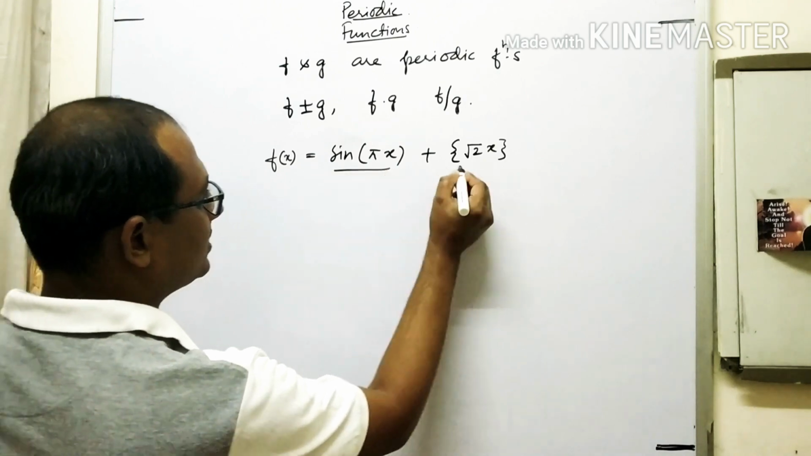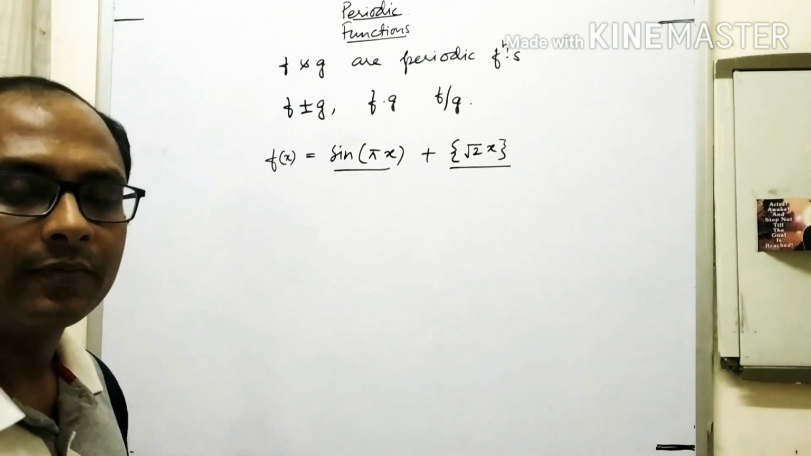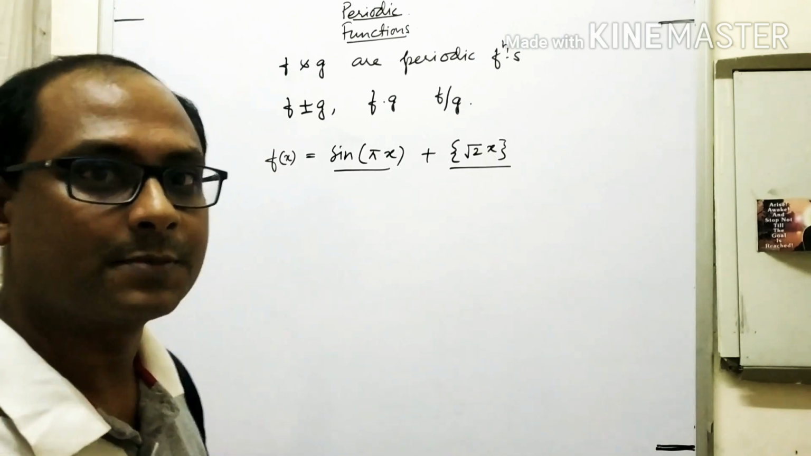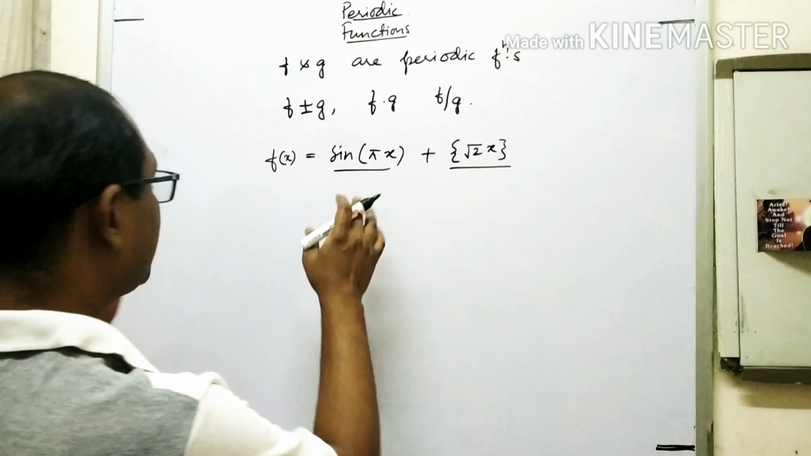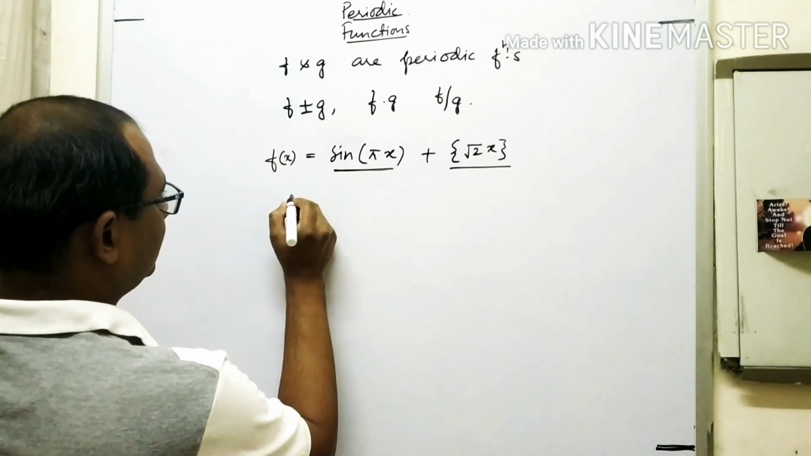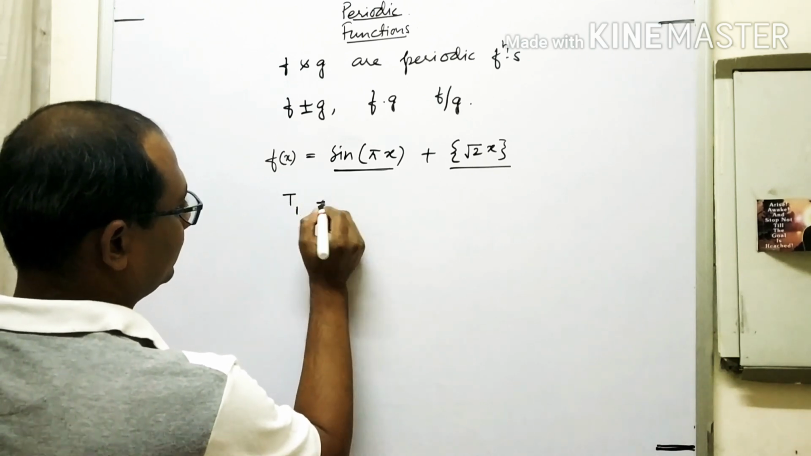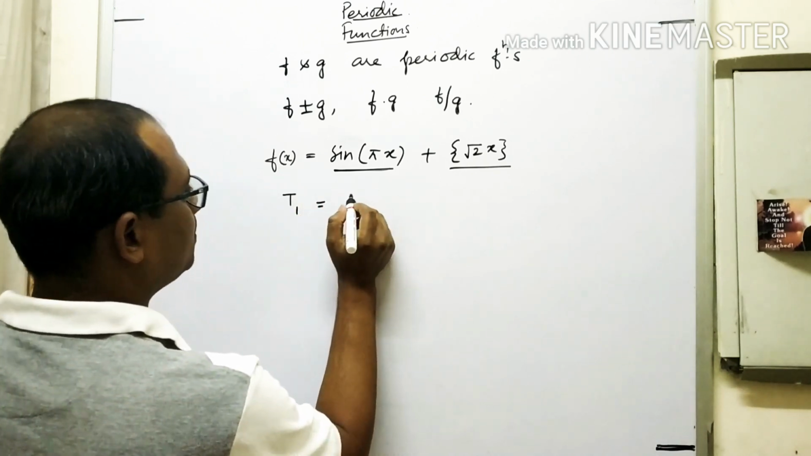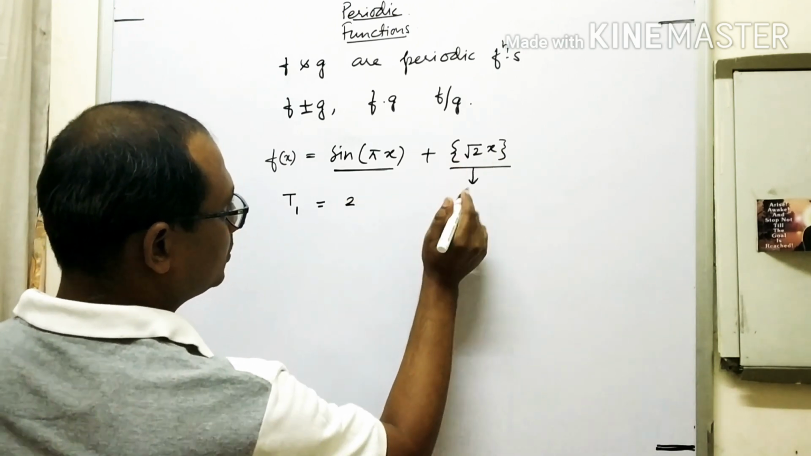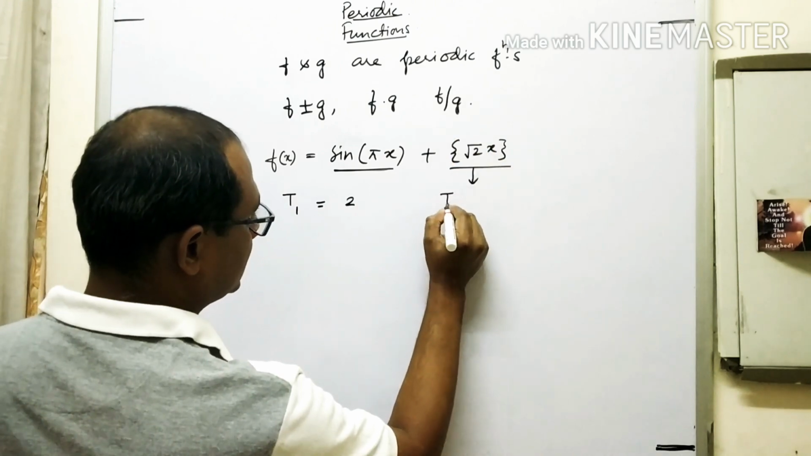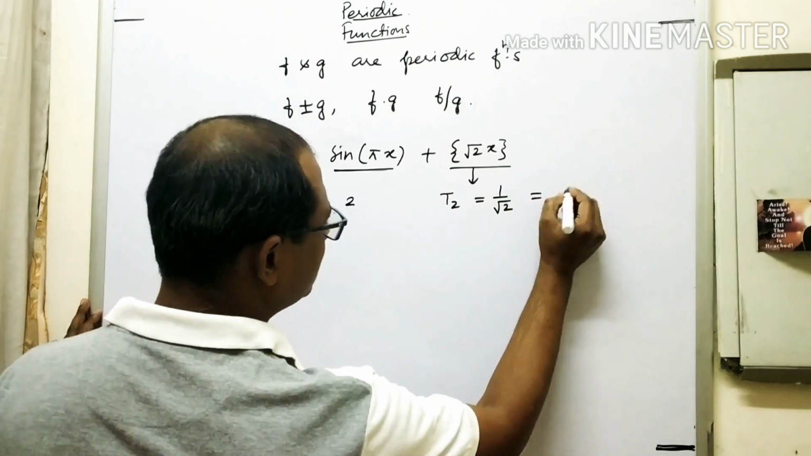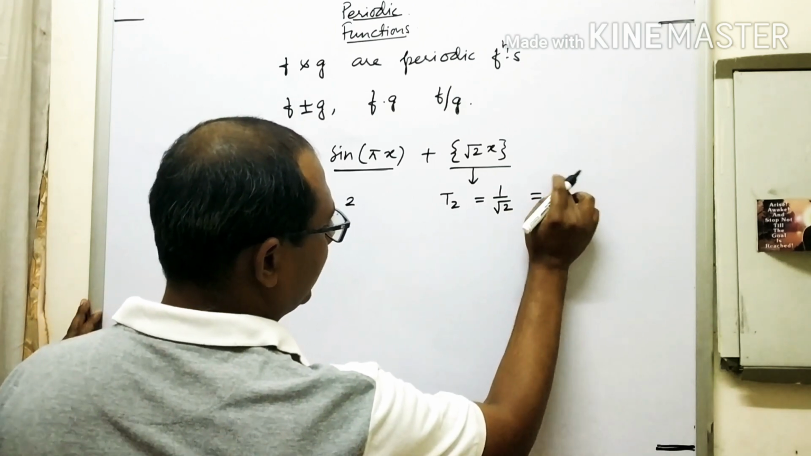So here both the functions are periodic. Now we have to check whether this function f(x) itself is periodic or not. So let us try it. The period of sine pi x, let us call it T1, will be 2 pi by pi, that is 2. And if I call the period of the fractional part of root 2 x as T2, it will be 1 by root 2, which can be written as root 2 by 2.